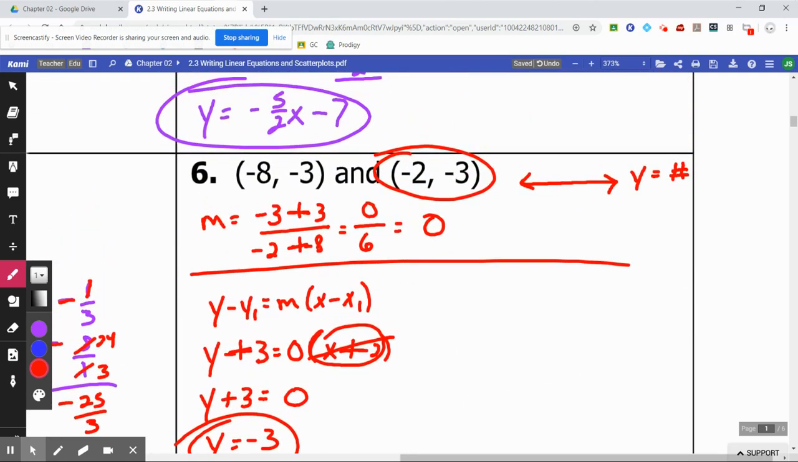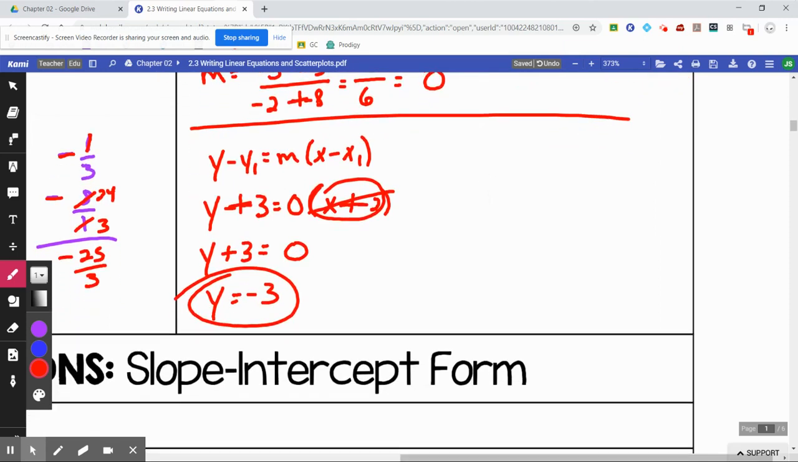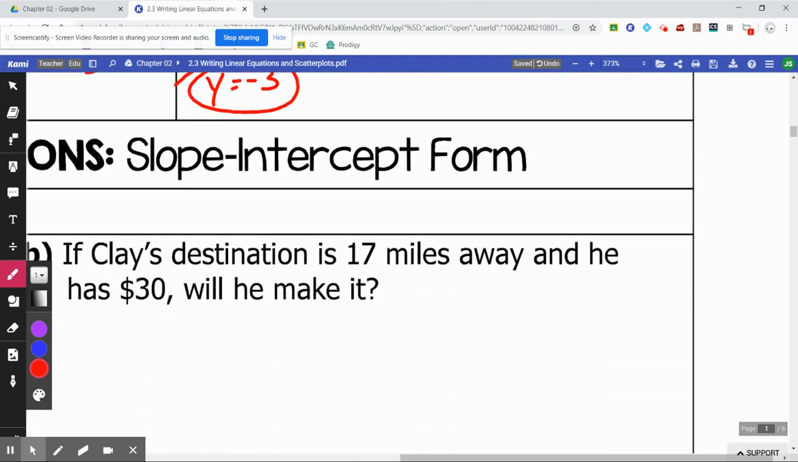Well, look at your 2 points. Here's the easy way. Anytime you're dealing with a horizontal line or a vertical line, you can look for repeats. So in this case, notice both y values are -3. Then your equation is going to be y equals -3. What if your x value is repeated? What if your 2 points were -3, 5, and -3, 7? Then the equation would be x equals -3, and you wouldn't have to go any further than that.